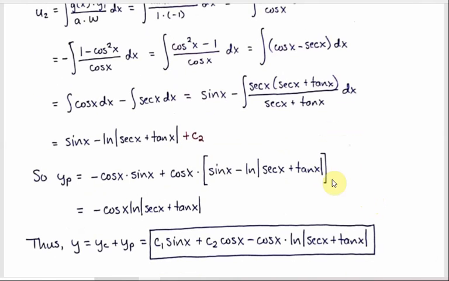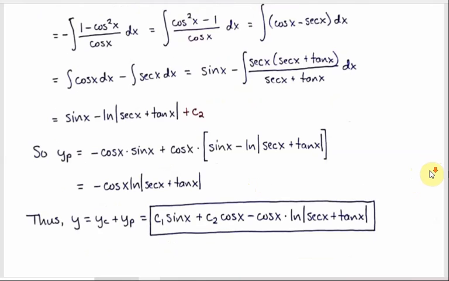Then the particular solution, so negative cosine x times sine x, then plus cosine x times this thing right here, so sine x minus that natural log. And then we do get some things to cancel out because we're going to have minus cosine x sine x plus cosine x sine x, so those are gone. And all we're going to be left with is the negation of cosine x times the natural log of the absolute value of secant x plus tan x.